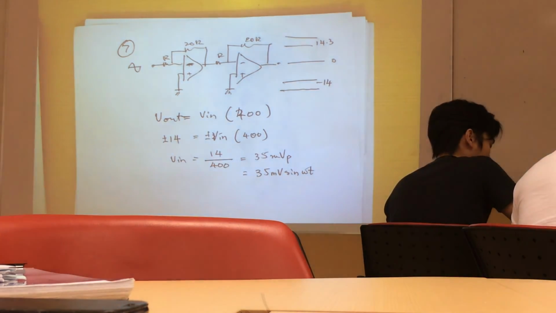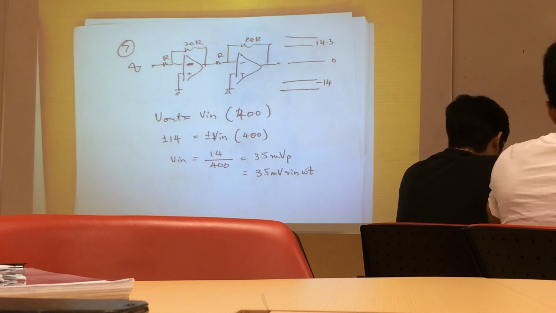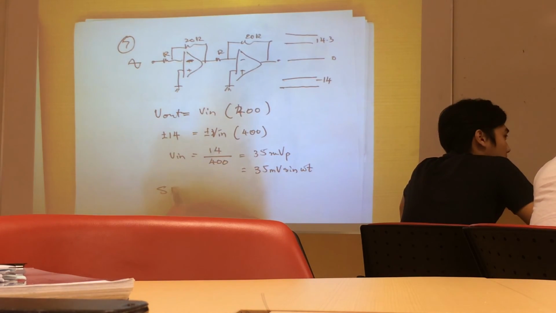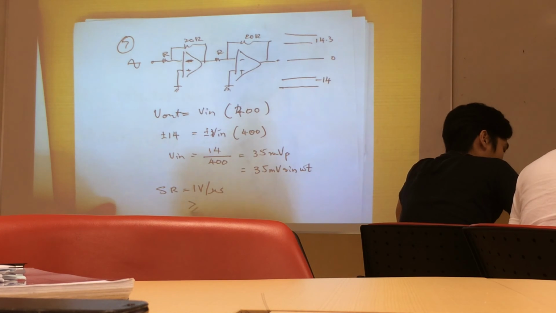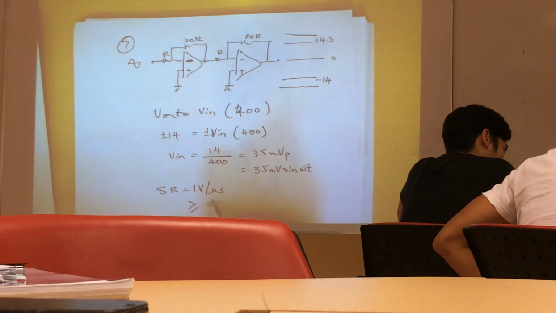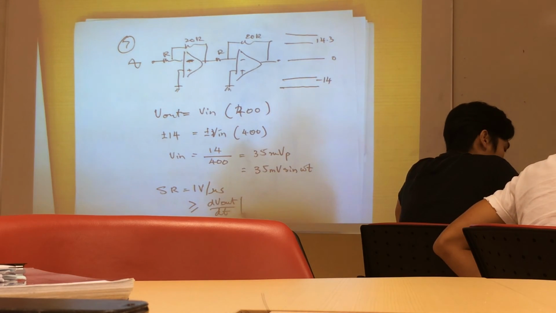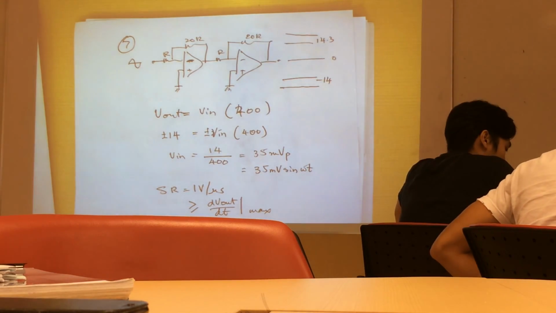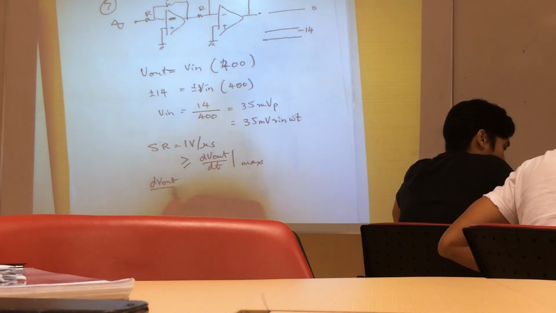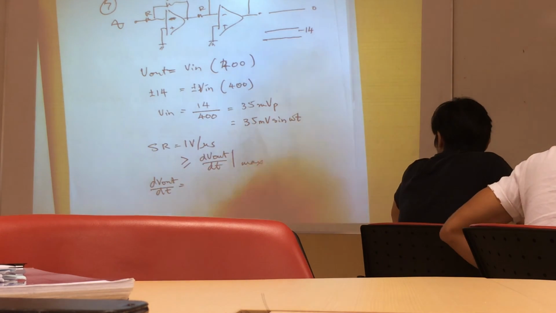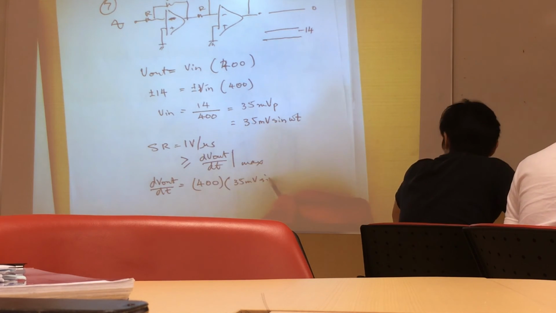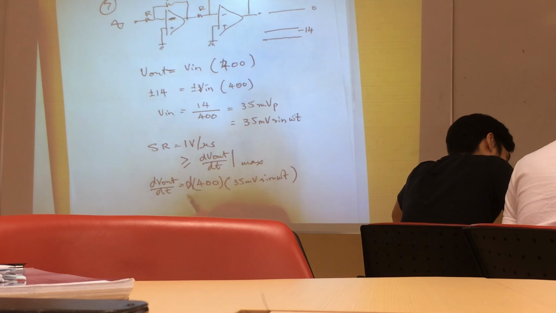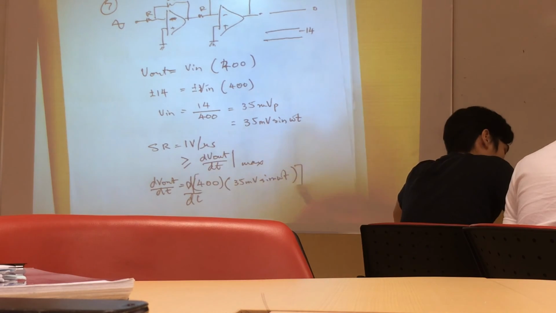Then we were asked to find out what is the maximum frequency that can go through this amplifier coming out undistorted, given that the slew rate is 1 volt per microsecond. So if it is 1 volt per microsecond, this value must be greater or equal to the maximum rate of change at the output. But what is dV out dt? So dV out dt is equal to this gain multiplied by the input frequency. And of course you differentiate the whole thing, because I haven't differentiated.